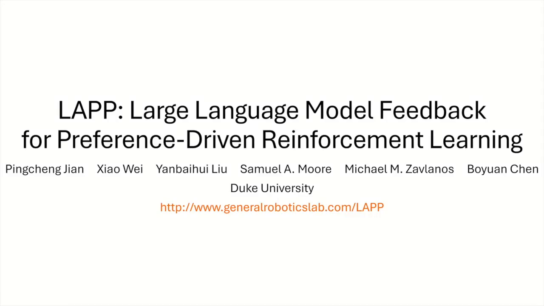In this video, we demonstrate LAPP, Large Language Model Assisted Preference Prediction, a new learning framework that enables reinforcement learning agents to acquire complex, customizable behaviors with minimal human supervision. The core idea behind LAPP is simple but powerful. Instead of relying on handcrafted reward functions or expert demonstrations, we leverage large language models to provide preference feedback directly on raw robot trajectory data. Let's walk through how this works.